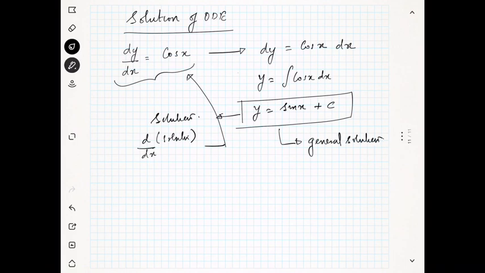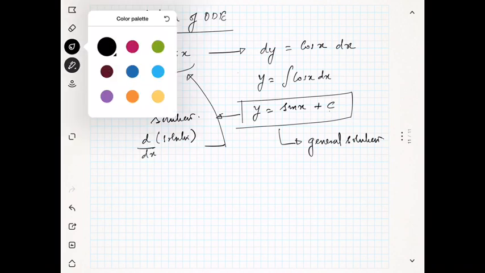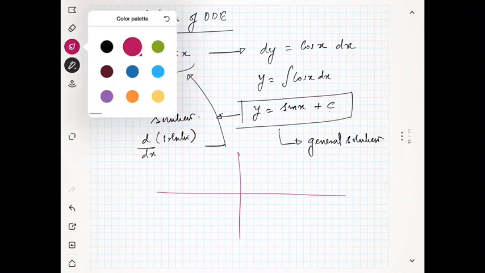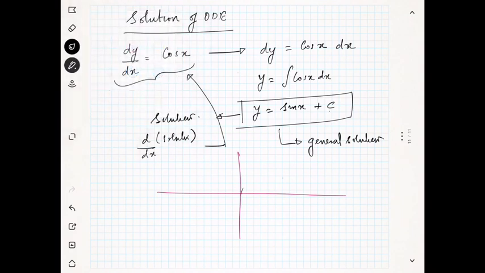And why is it a general solution? Because there is a constant. According to this constant, the solution will change. So I will plot the solution, then you will understand it in a clearer way. Let us assume that we have the solution, and the solution is sine x. Suppose the value of c is equal to 0, then it is sine x, and it will look like this. So this is the case when the value of c is 0.